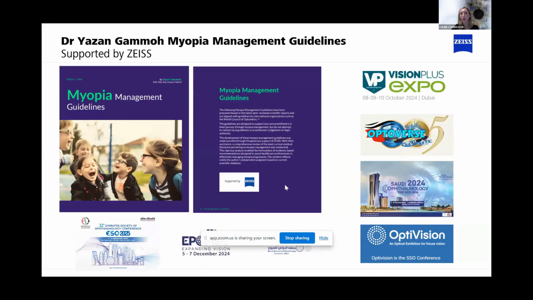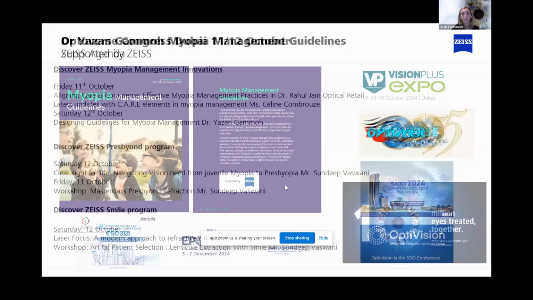We also are going to go to all main congresses, and I'm really happy to talk to you tonight about our engagement with Dr. Yazan Gamou. We are supporting the publication of his own myopia management guidelines, supported by ZEISS. We are going to talk about them during all following congresses, and I will be happy to give you a booklet about step-by-step techniques to do myopia management.